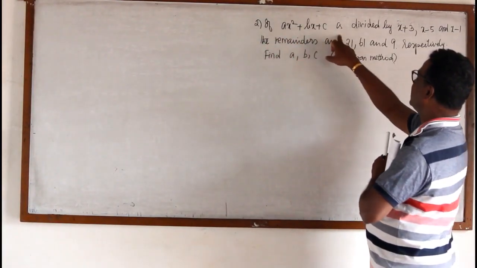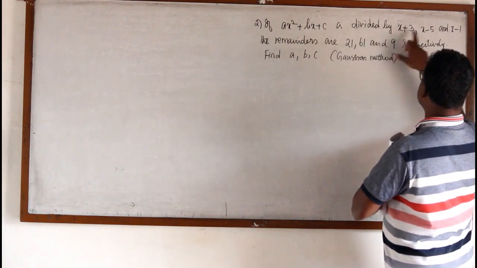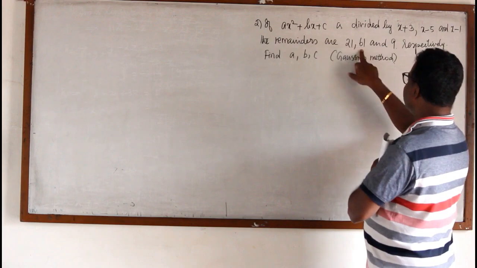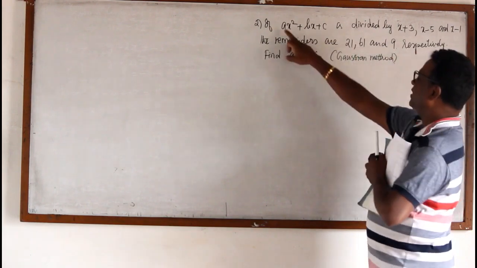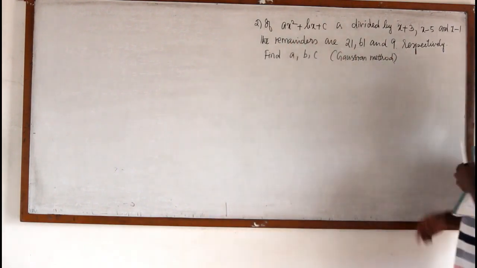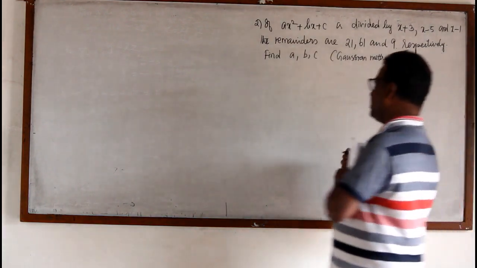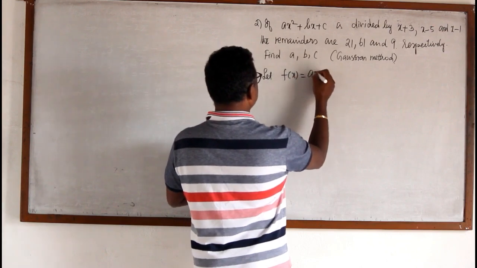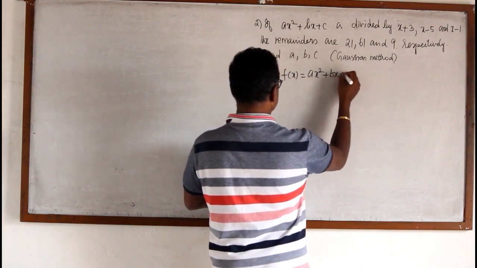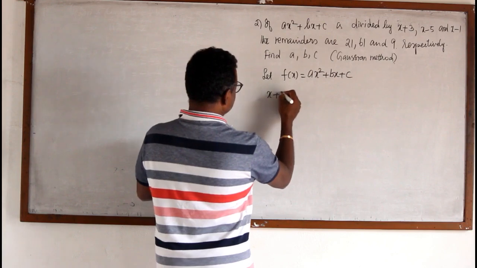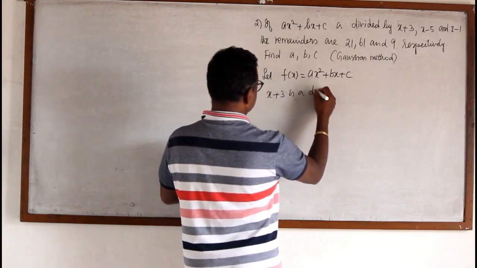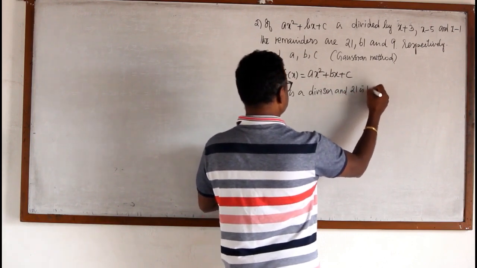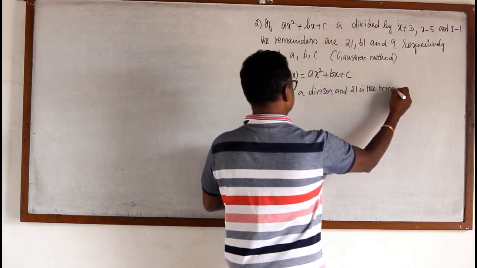If ax square plus bx plus c is divided by x plus 3, x minus 5 and x minus 1, it leaves remainders as 21, 61 and 9 respectively. Find a, b, c using Gaussian method, that means the rank method. Now listen here. Let f of x equal to ax square plus bx plus c. Here x plus 3 is a divisor and 21 is the remainder.